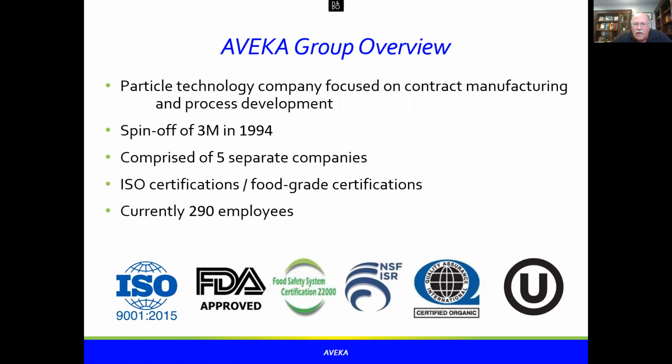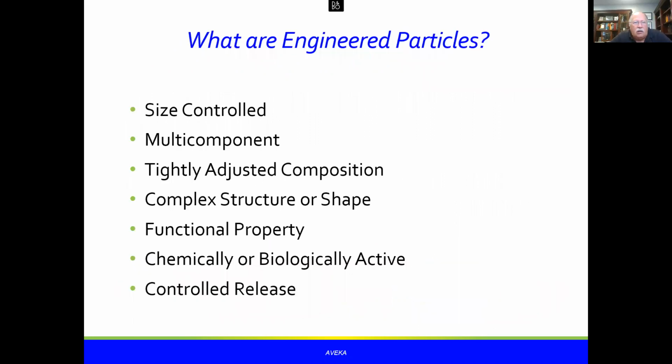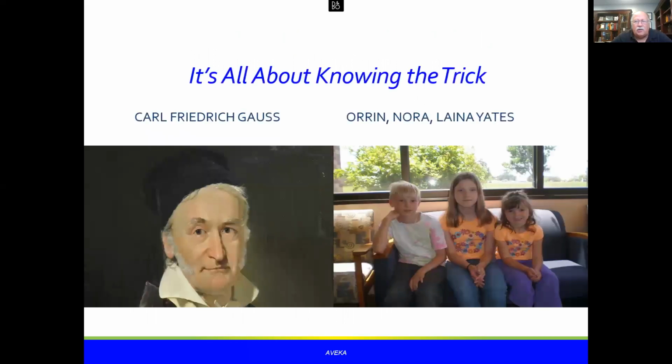So with that, let me get into what exactly are engineered particles. I mean, they can be something as simple as just having a size controlled, or they can be something more complex in structure, chemically or biologically activated controlled release. They're just a little bit tougher than the normal particles that we might want to make. And the question is really, how do you even approach this? And I can tell you this slide tells it all. So long as you know the tricks, you can actually do something.